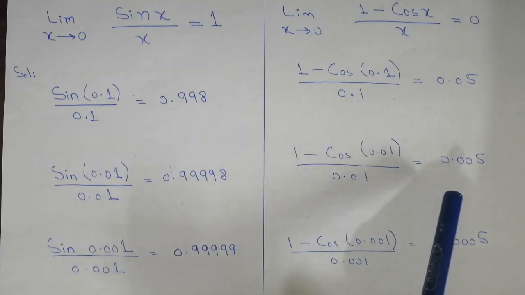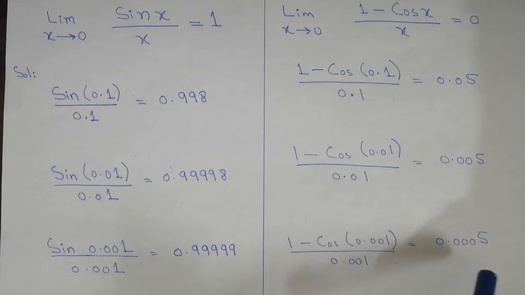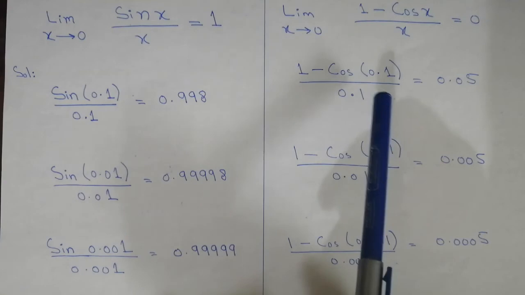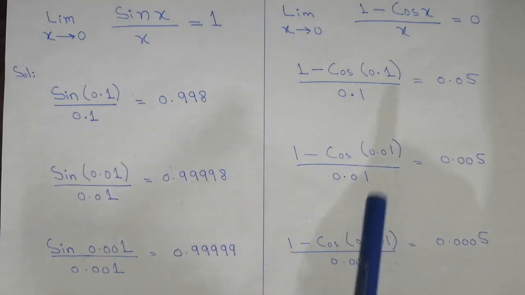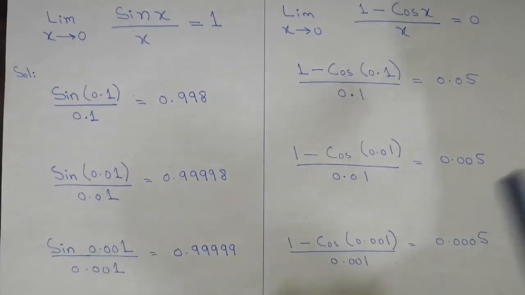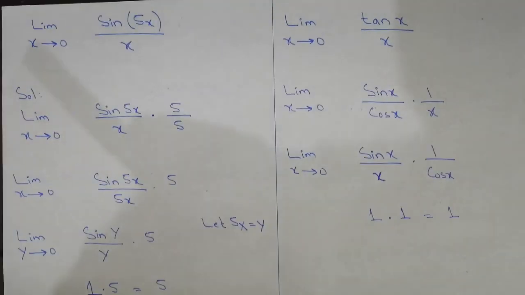equal to 0.005. And if we further decrease the value of x, 1 minus cos 0.001 divided by 0.001 will be equal to 0.0005. It means that as the value of x is approaching 0, the value of y is also approaching 0. It means that this equation is also true.